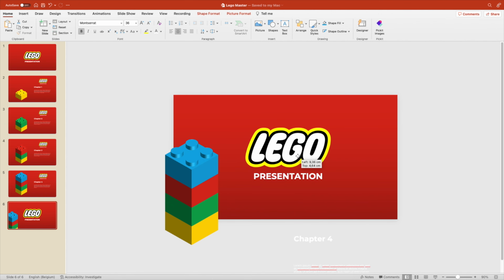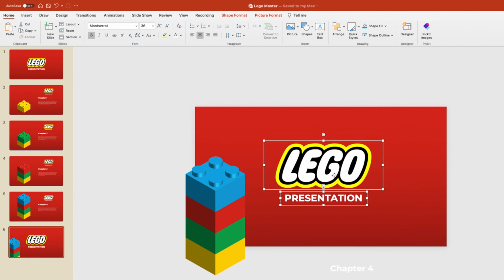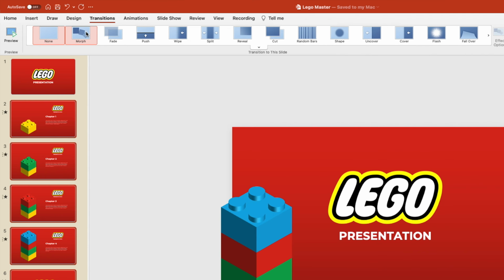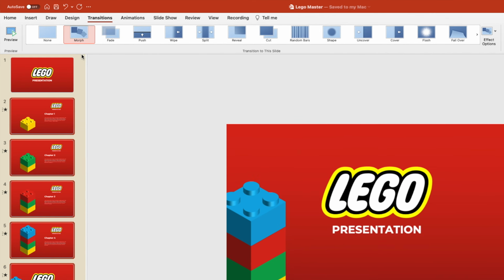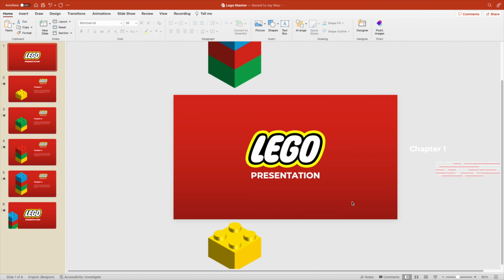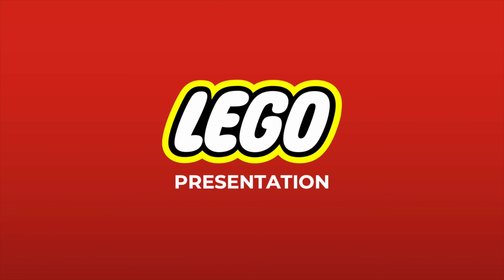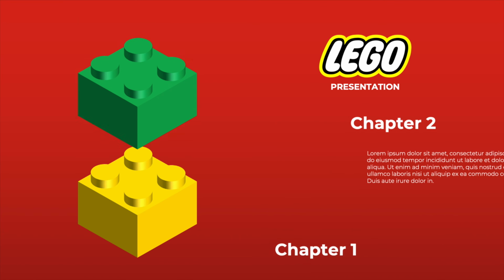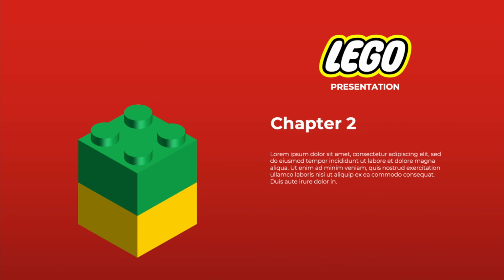And now the only thing left to do is select all the different slides except for the first one. And then add a transition, morph, and this will give the correct effect on all the slides. Let's preview. And now you know how to make this nice Lego-inspired animated presentation in PowerPoint all the way from scratch.